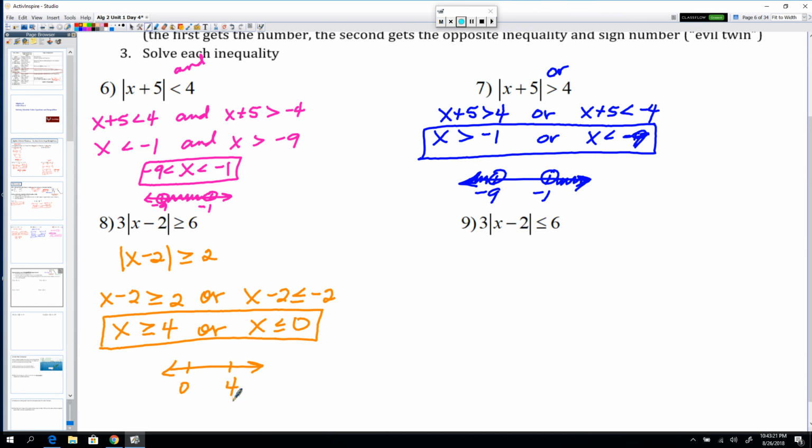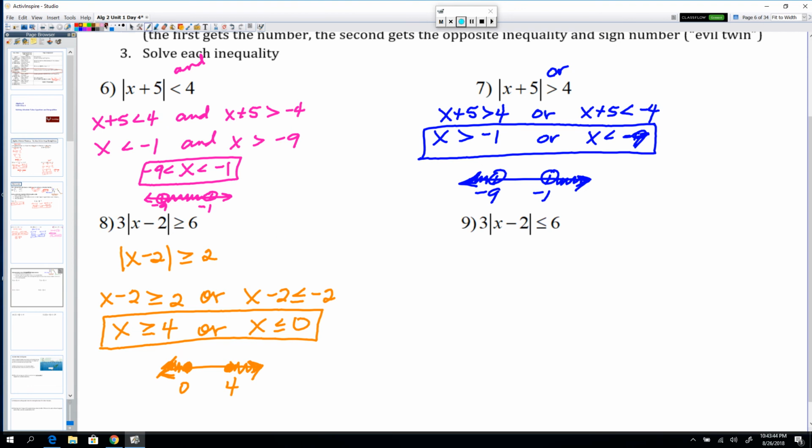0, 4. I'm greater than or equal to, so I'm solid circles at these values. And if I'm less than 0, I go this way. If I'm greater than 4, I go this way. Shooting off into two different directions, it's an or. That's what I was expecting. If at any point you need to pause and go back through this because I'm going too fast, please do so.